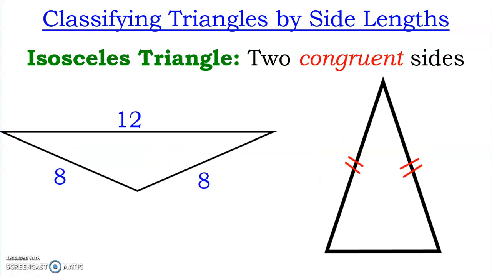An isosceles triangle is two congruent sides, so 8 and 8. And over here we have two tick marks and two tick marks showing that these are the same length. Now it doesn't necessarily have to be that there's two tick marks here. It could just be one mark and one mark, but that's showing that these two sides are congruent, which means that it's an isosceles triangle.